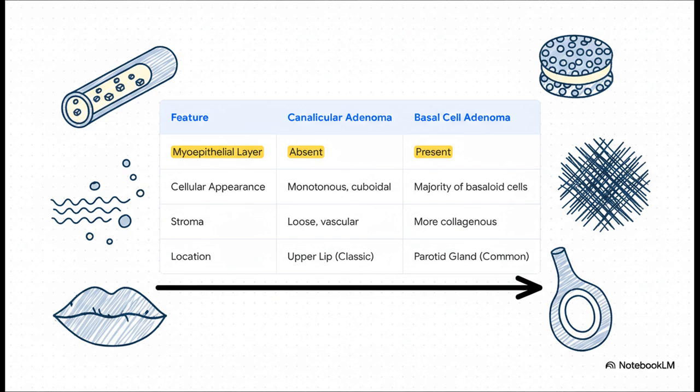The cells in canalicular are monotonous and cuboidal. Basal cell has, well, more basaloid cells. The stroma is different too, loose and vascular in canalicular, more dense and collagenous in basal cell. And yeah, even the location is a big hint. Canalicular loves the upper lip, while basal cell adenoma is way more common in the parotid gland.